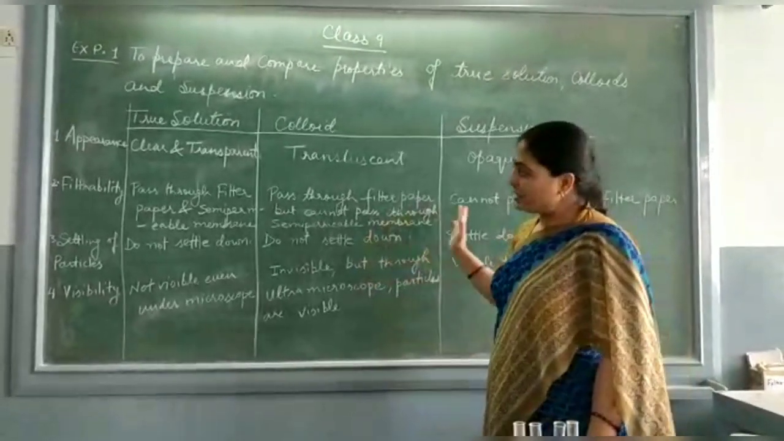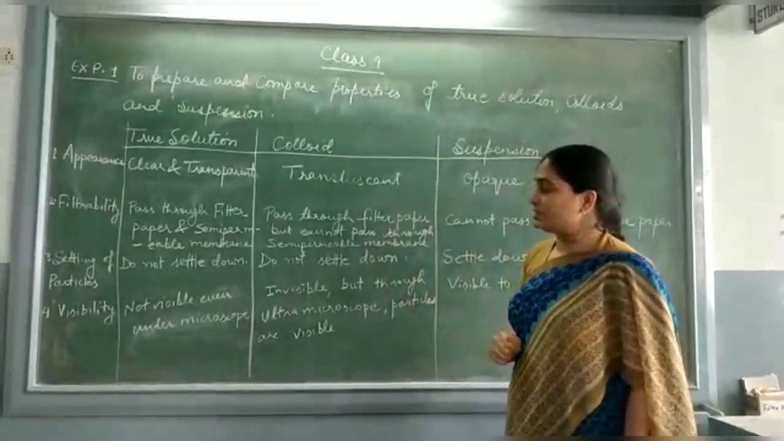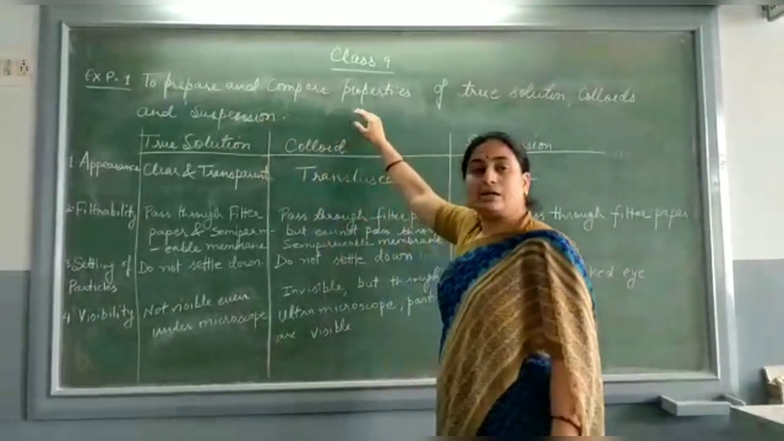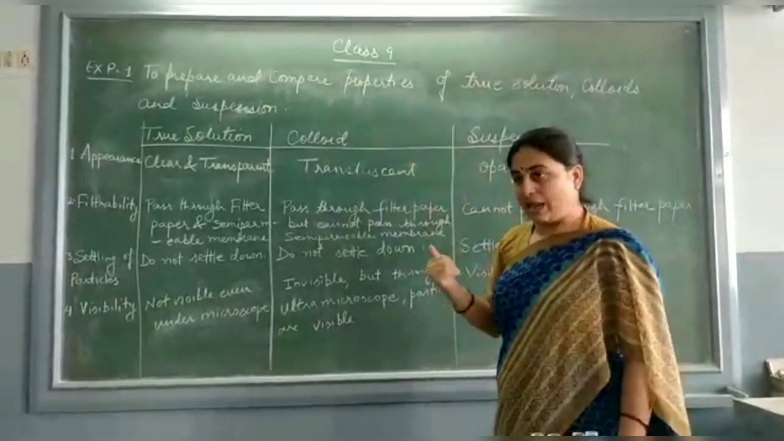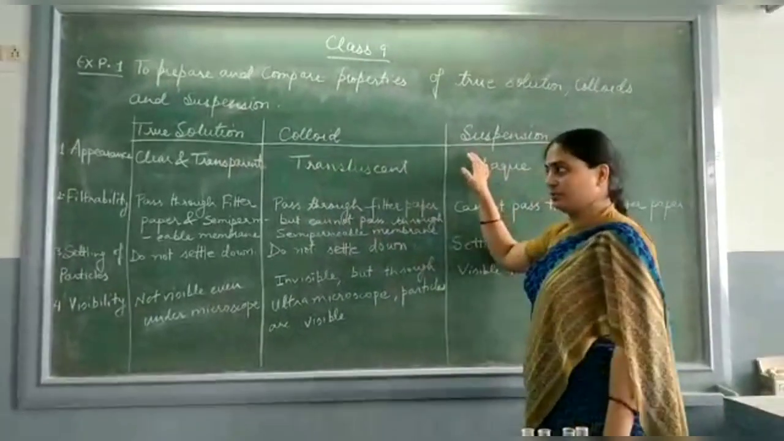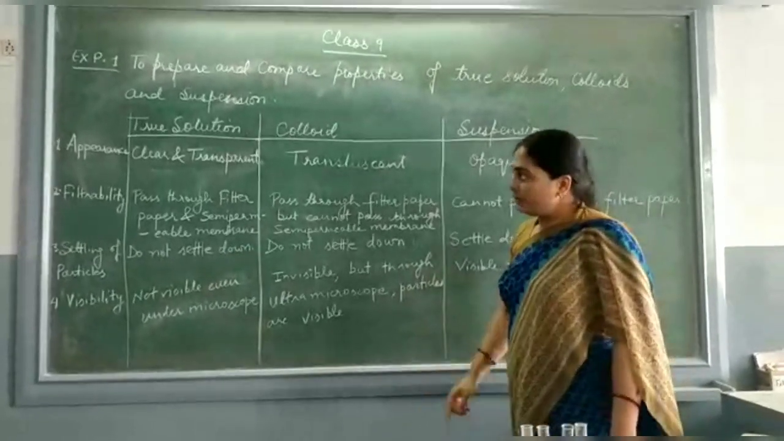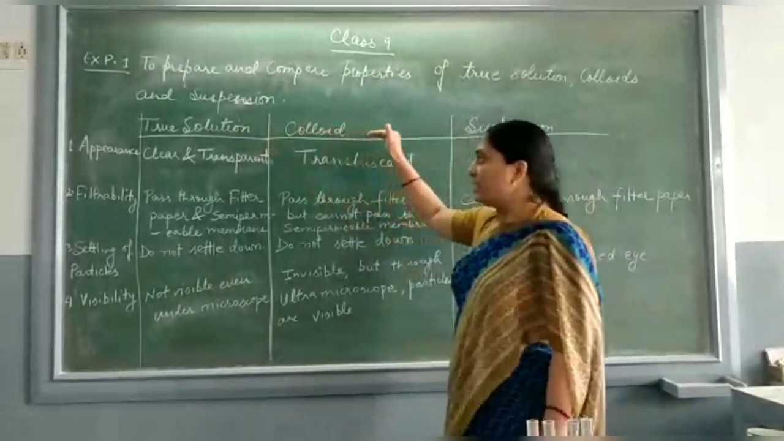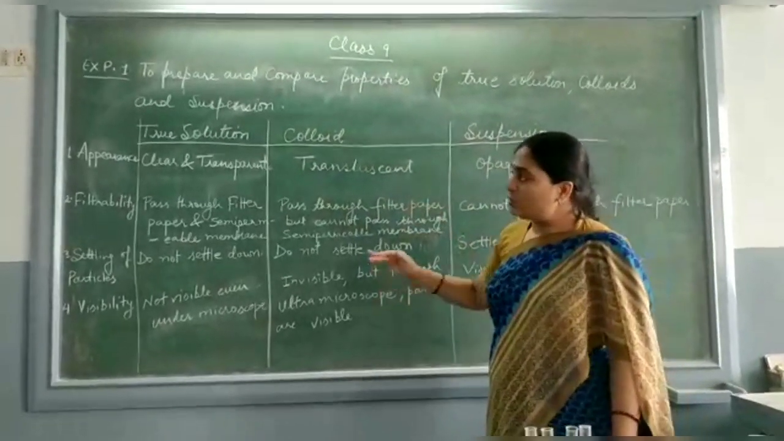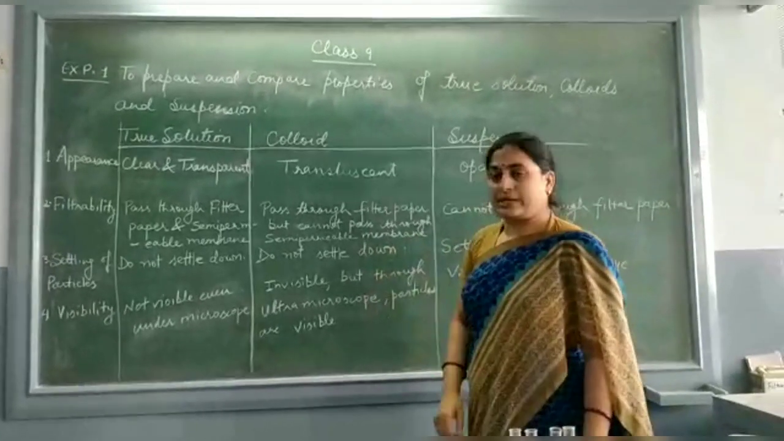All the same things that you have been studying in your class, chapter number 2, Matter Around Us, we will continue with the preparation and comparison here in the lab. And we have true solution, colloid and suspension. I have written certain points of comparison among these three, so that you come to know how they behave and what their properties are.